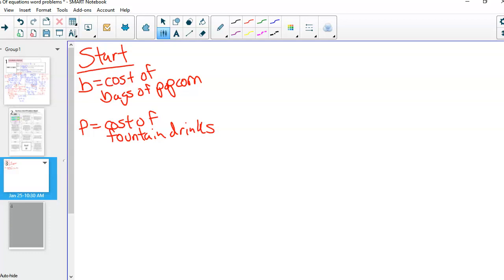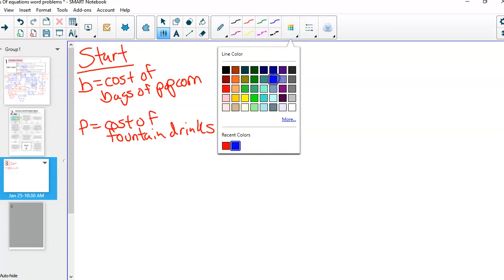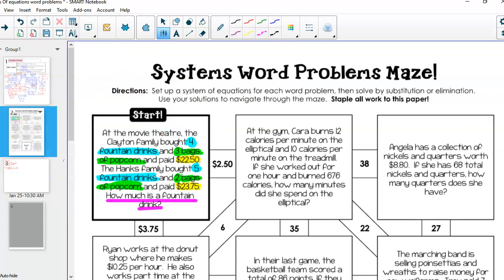Alright, so we have variables. Now we can set up two equations, or set up a system of equations. How do you think those two equations are going to be written? How would we set up those two equations? Or let's set up one. How do you think one of them is going to be set up?